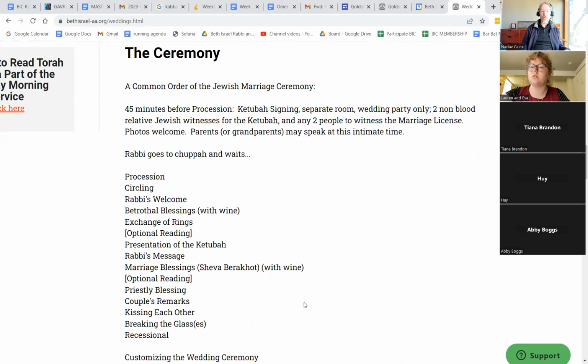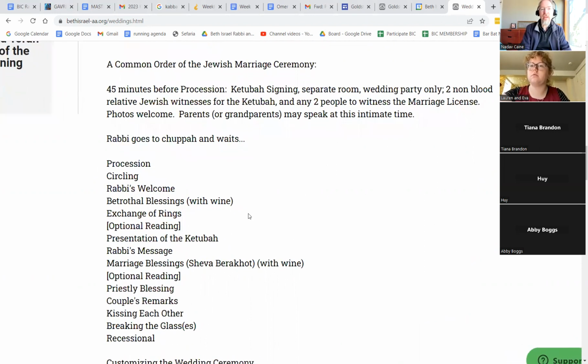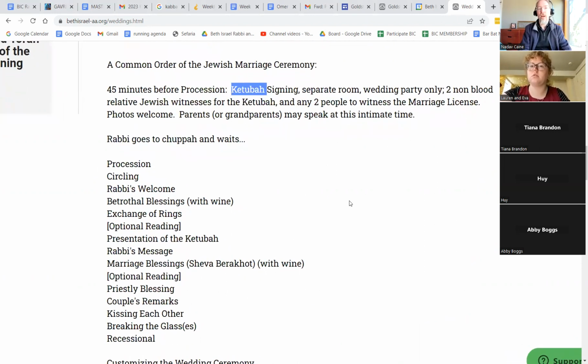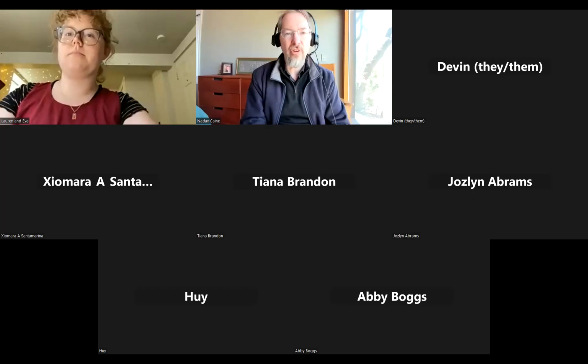So the first thing you have is a ketubah signing. So it says so up here. What is a ketubah and why are we signing it? Just for the moment, I'll leave this up here. I'll make it quick. Let me stop the share for now. I'll go back to it in a second.